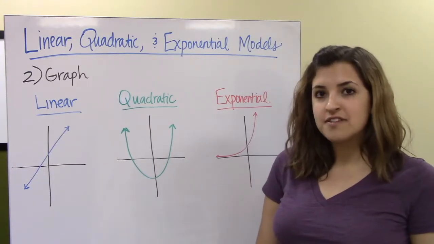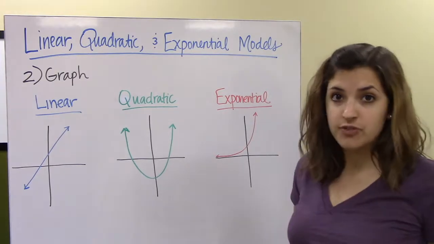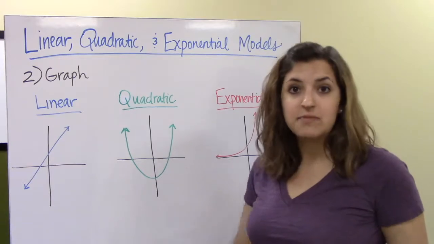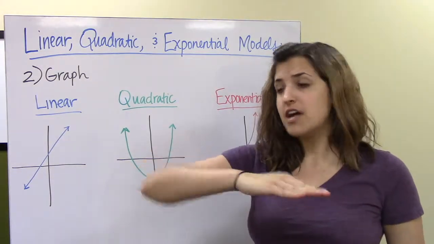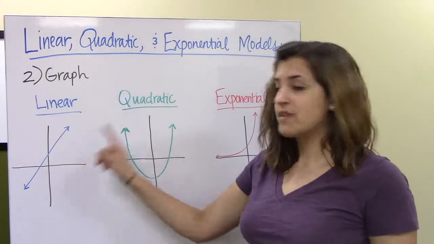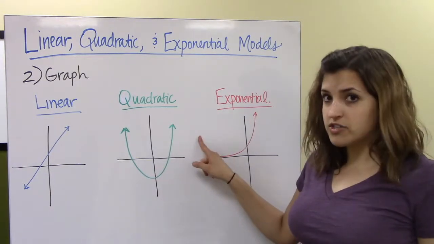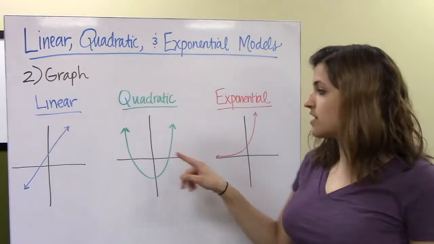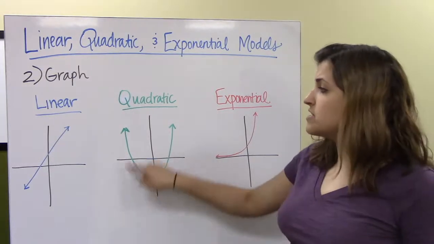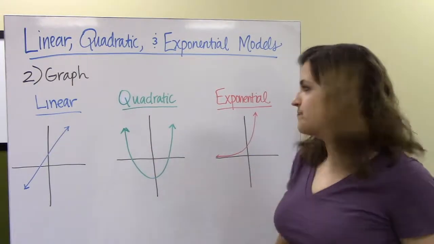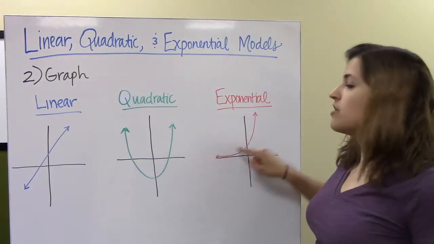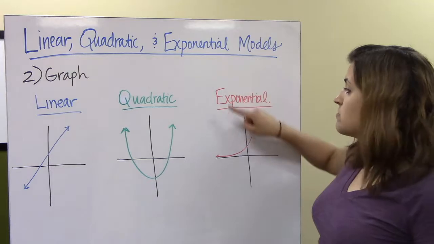So for graphs, there are a few different ways we can tell which function we have. If we have a linear function, our graph is going to be a line. It can be straight up and down, side to side, or something like this. If we're having a quadratic function, it's always going to be a parabola. So it's either going to be upward facing, like the one shown here, or it can be downward facing, like a frowny face also. If we're looking at exponential functions, our graph is going to slope upwards or slope downwards.